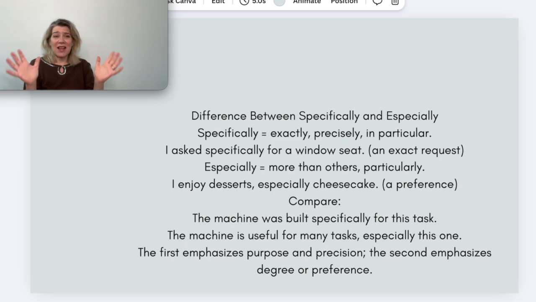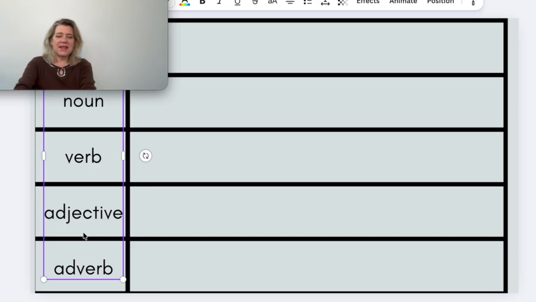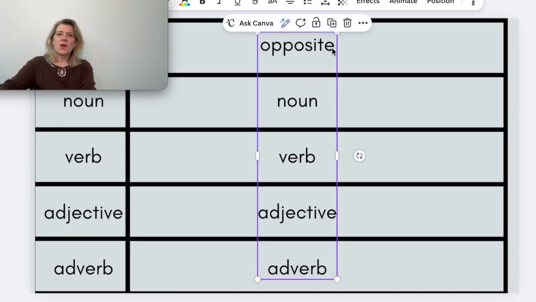Specifically does not allow for others. The machine was built specifically for this task. It's intended for this. The machine is useful for many tasks, especially this one. Especially opens it up and includes. The first emphasizes purpose and precision. The second emphasizes degree or preference. It opens it up. The opposite of specifically would be generally.